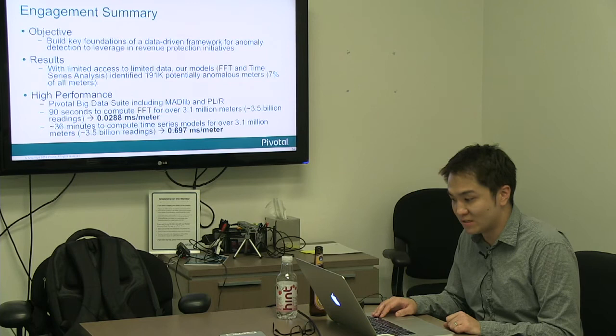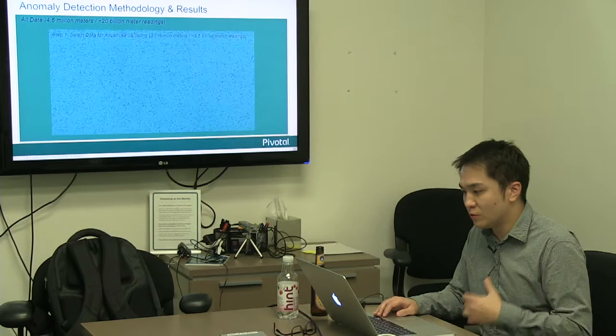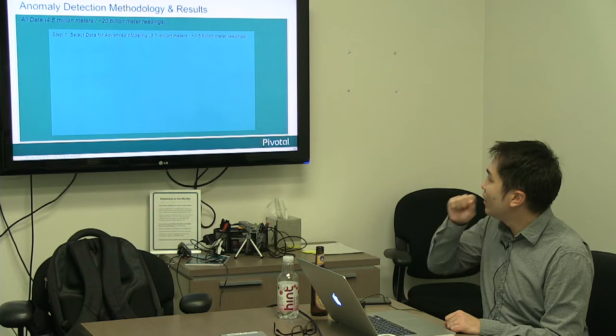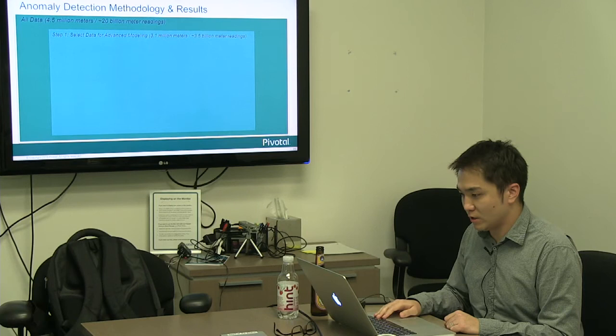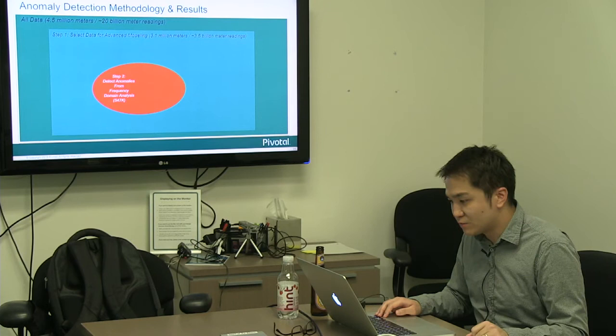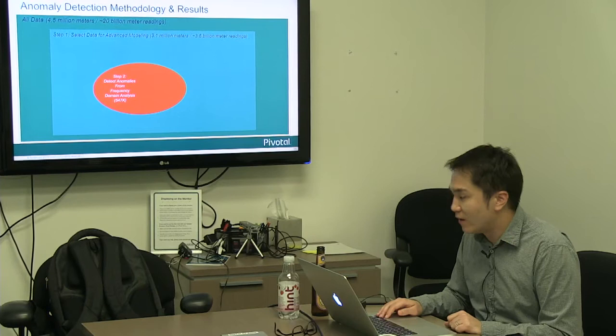Now, to give you a little more background on how we went about this, we started by looking at all data from all meters, so 4.5 million meters from about 20 billion meter readings. Then we needed to do some filtering and data cleansing, which had us land at about 3.1 million meters or 3.5 billion meter readings. The first thing we did was run a fast Fourier transform analysis on the data to detect anomalies, and that identified about 500,000 potentially anomalous meters in the network.